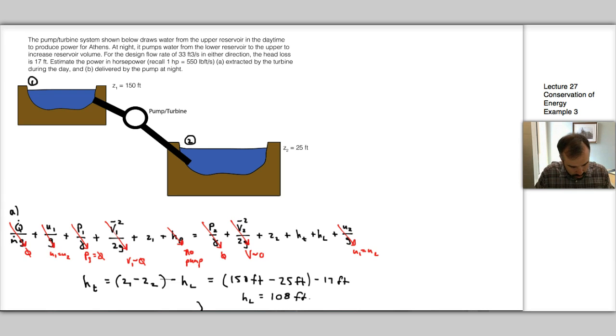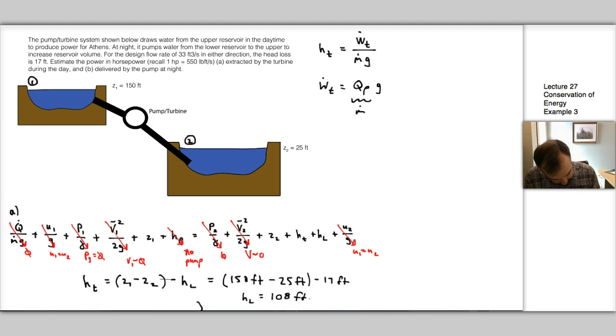So we have to recall our definition of H sub t. If we say H sub t is equal to Wt dot over m dot g, we can rearrange that and get Wt dot is equal to Q times rho, that's m dot, times g times H sub t. We have all those numbers, so we can plug that in.